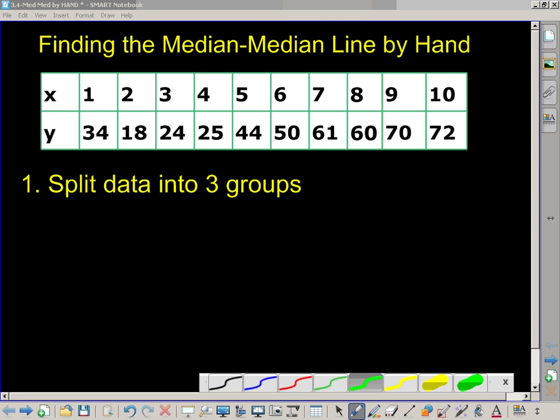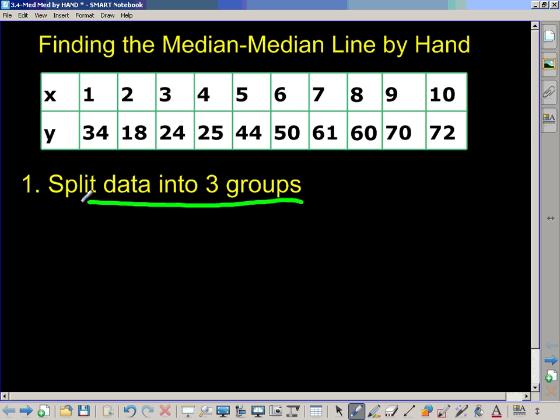What we're going to do first to find the median line by hand is take the data and split it into three groups. That's step one. To split the data into three groups, note that we have 10 items, so we need to split them up evenly with the two groups on the end, group 1 and group 3, being balanced. So to split up 10 items, we should split it like this. So we'll have 3 items in group 1, 3 items in group 3, and 4 items in the middle in group 2. All right, so now that we've done that, we can move on to the next step.